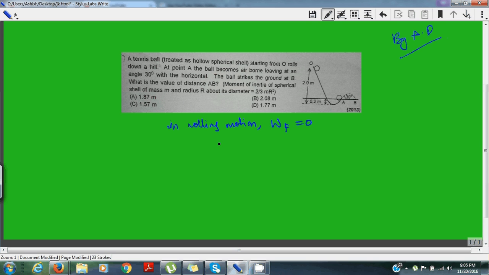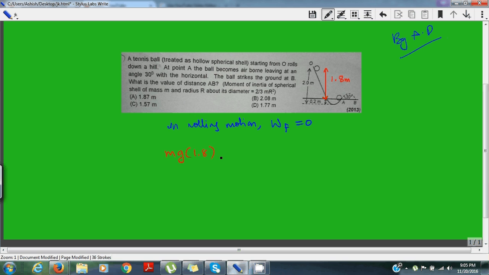Hence, we can say that we can apply the conservation of mechanical energy on this particular scenario. We can say that the ball is actually moving downwards by a distance of 1.8 meters. Here I can say it's moving down by a height of 1.8 meters, so it will lose its gravitational potential energy by m times g times 1.8.